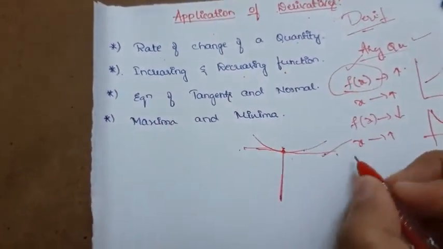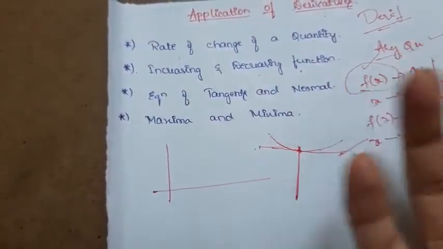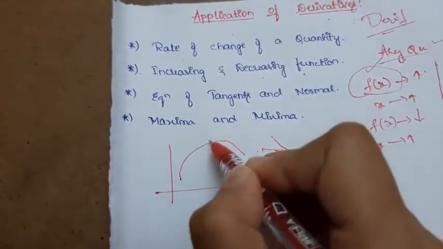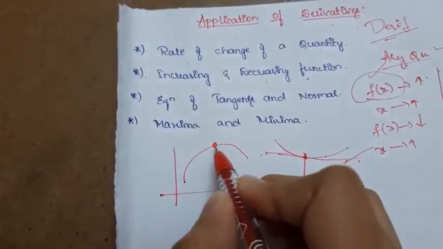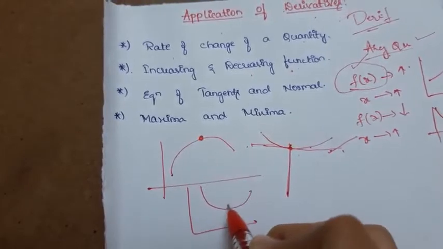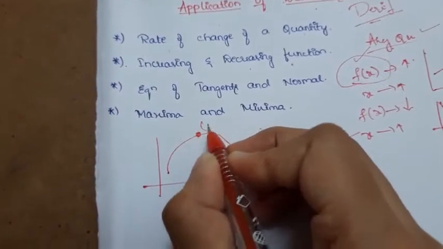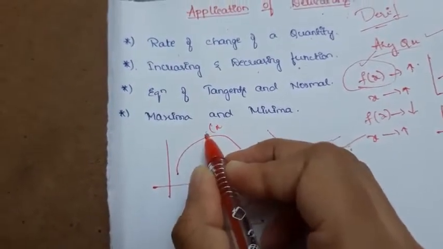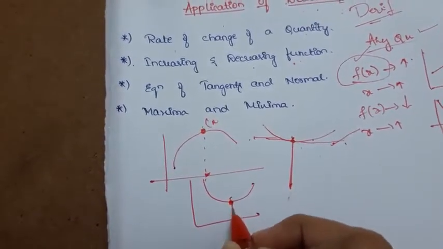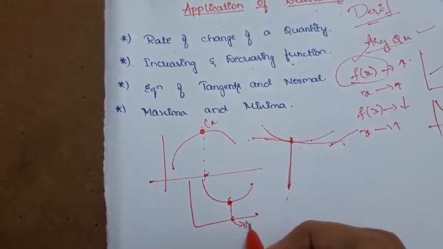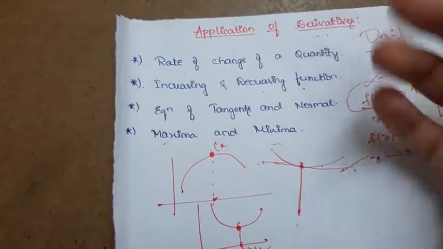And then maxima and minima. Suppose they have given any curve, and in that curve there will obviously be a maximum point and a minimum point. If I draw the curve like this and this is a maximum point, then through derivatives we are able to find it. And if there is a curve like this and this is a minimum point, we can find that too. This point is called a maximum point, and the corresponding value at that point is called the maxima. And this point is a minimum point, and the corresponding value is called the minima. So we find the maxima and minima with the help of the application of derivatives.